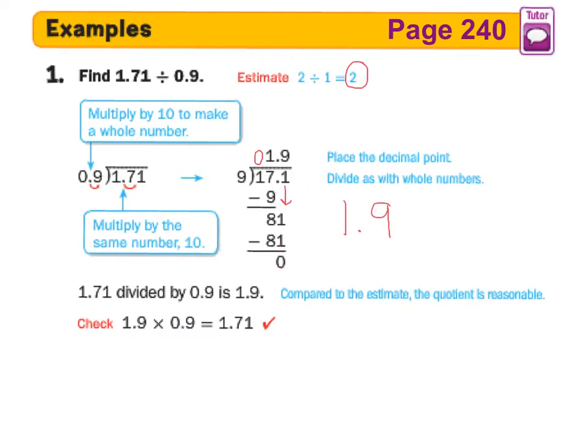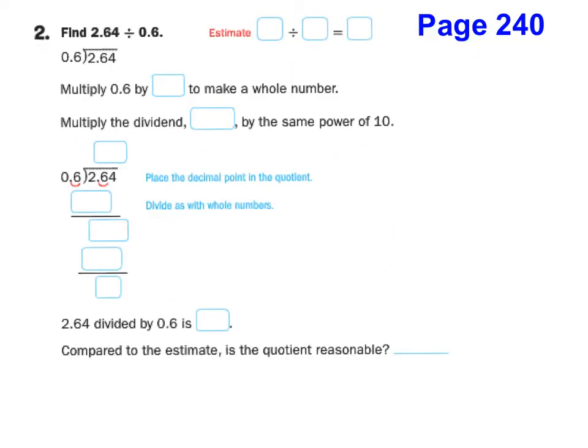Let's try another one. Here we have 2 64/100. Well, that's awfully close to 3. And 6/10, that 6 is big enough to push that 0 to a 1. So my estimate would be 3 divided by 1, or 3. Now, in order for me to get this 6/10, my divisor, to be a whole number, I need my decimal to swoop back one place. So that means I'm going to multiply by 10 to make a whole number.